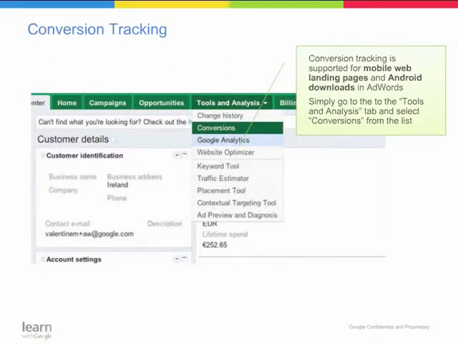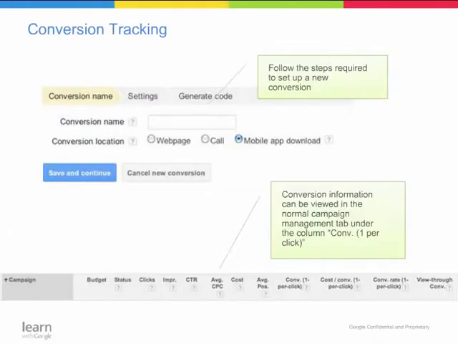Here is some more information on conversion tracking. For Android, follow the steps required to set up a new conversion. Conversion information can be viewed in the normal campaign management tab under the column conversion 1 at the bottom. At the top, when you see conversion name, you can enter the conversion name that you'd like to track. So for example, if you're tracking a conversion for, say, an app for Pringles, you enter Pringles conversion. Under conversion location, you will choose mobile app download, and then you'll click on save and continue.